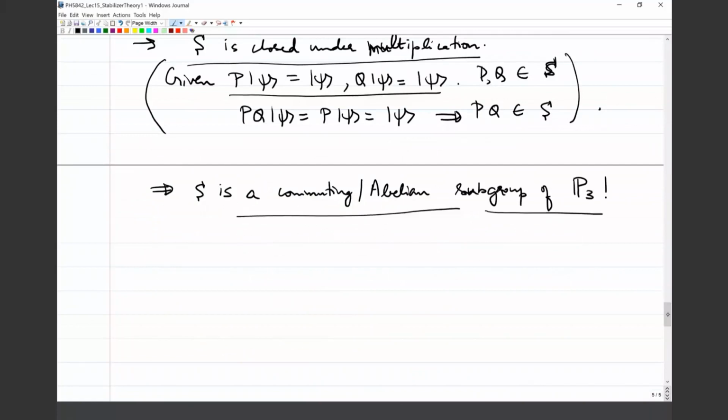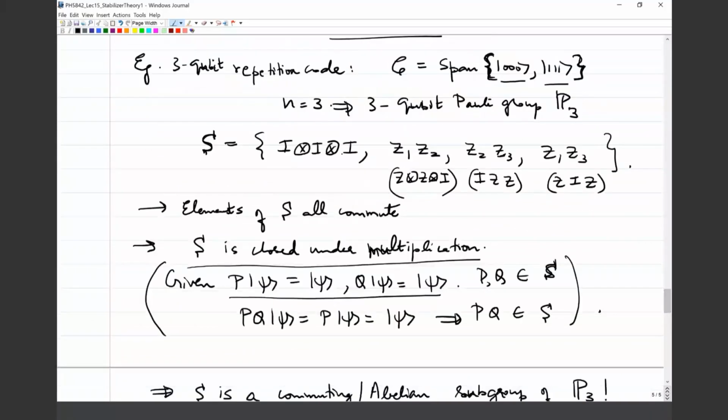And you can see that if I multiply identity with any of them, I get back the same thing. If I multiply these two, I get the third one, right? So in fact, I can then even talk about generators of the group. I can talk about the group simply being generated by two of these Pauli operators, Z1 Z2 and Z2 Z3, and that's it. So is this idea clear of associating a stabilizer group, a group of Pauli operators that leave the entire code space invariant, right? Questions?